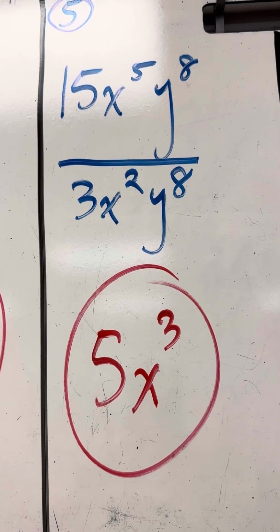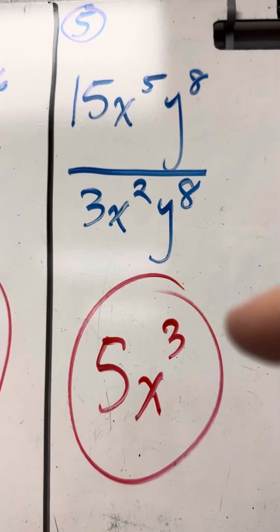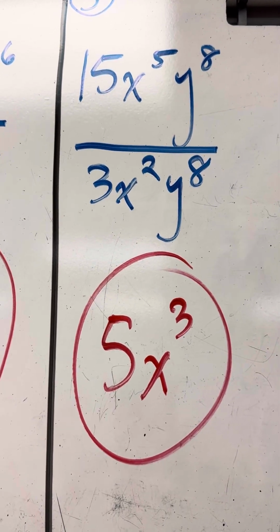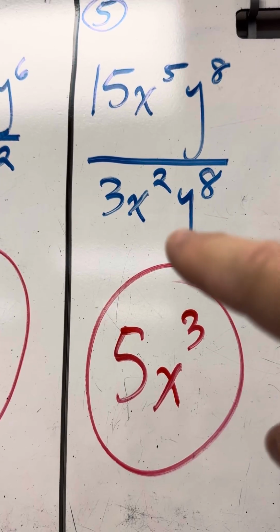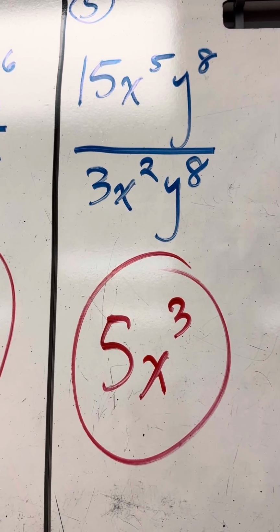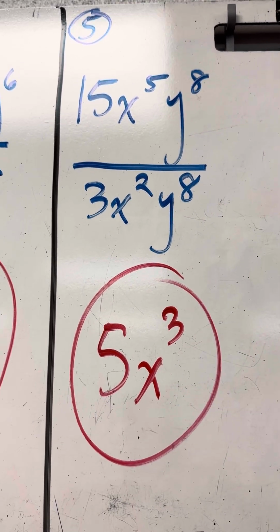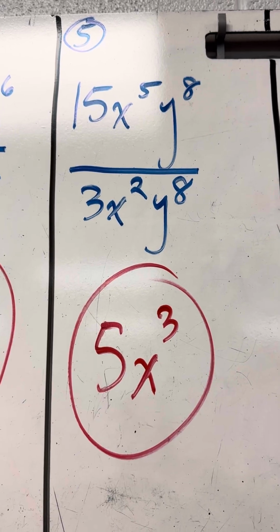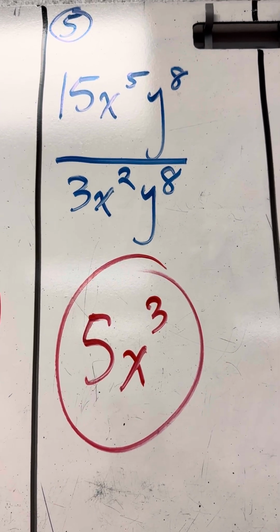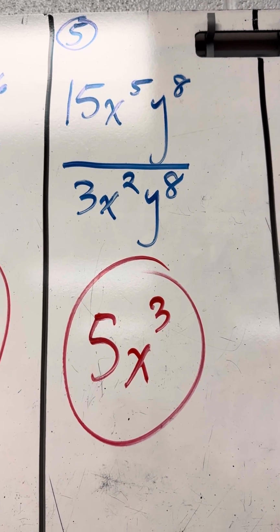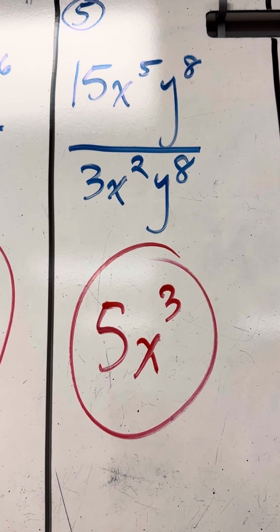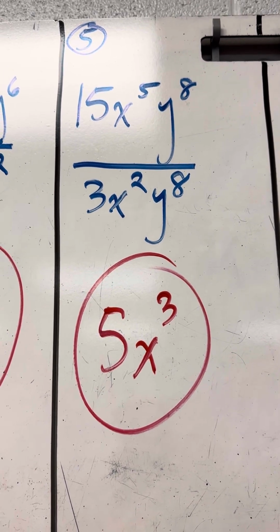Again, use your Desmos calculator to do 15 divided by 3 to give you 5. X to the fifth over x to the second is x to the third. Y to the eighth over y to the eighth, that's just 1. Just completely cancels out. So there's no y's in there. Okay. Y to the 0, by the way, would be 1, right?